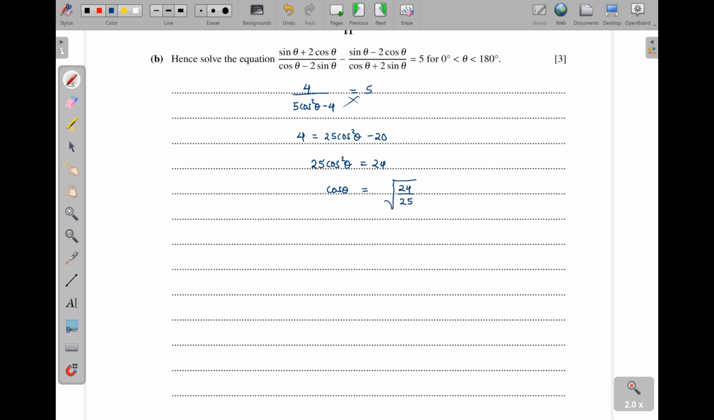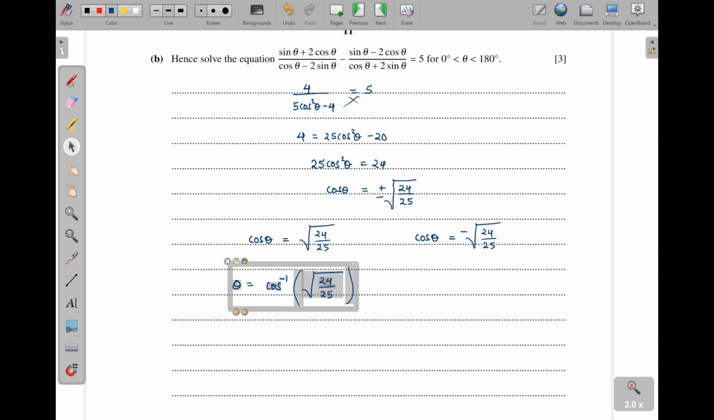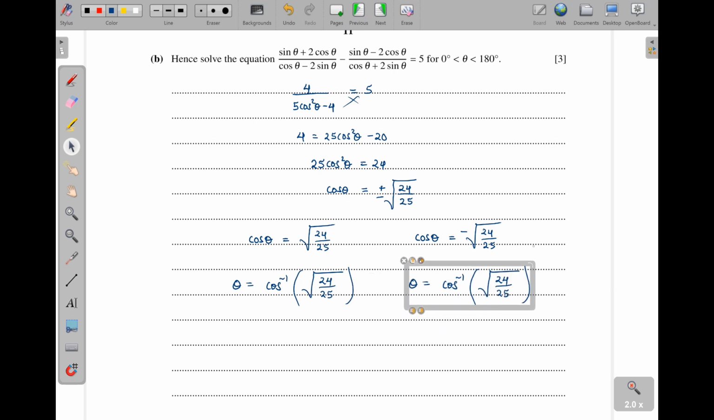Then you take the square root. And when you take the square root, you take plus or minus. So meaning cosine of theta is going to be the square root of 24 over 25. We shall also have this same thing, but with a negative. Now here, theta is going to be the arc cos of this one here. The same thing we shall have on this other side, but we are taking the arc cos of a negative.